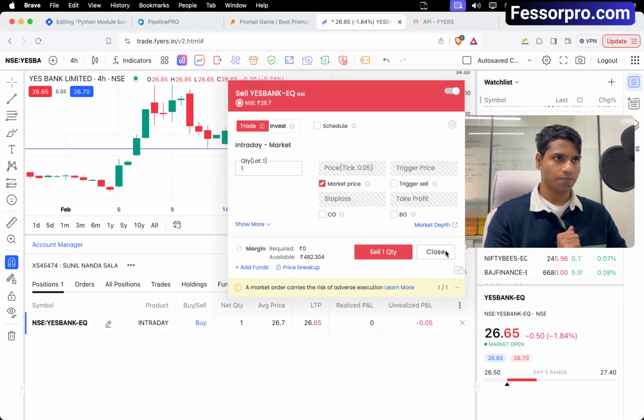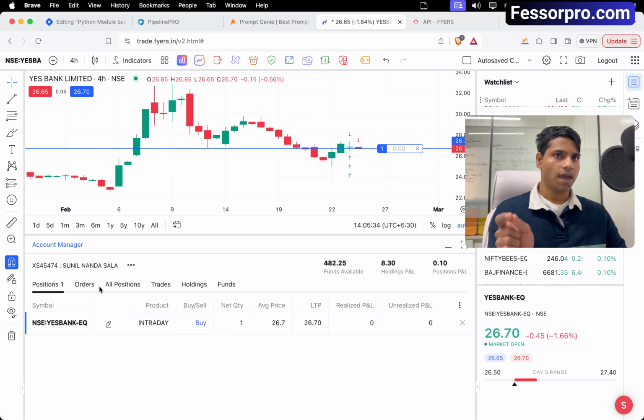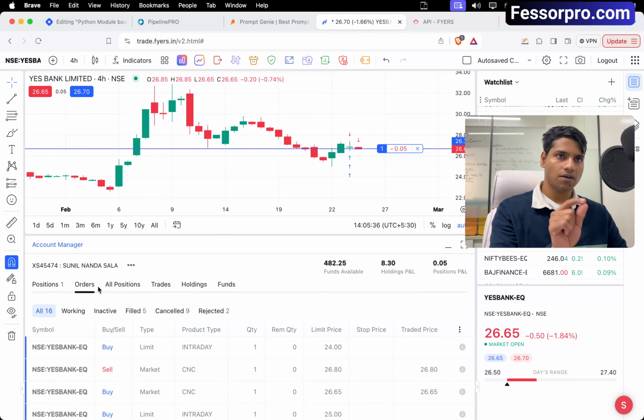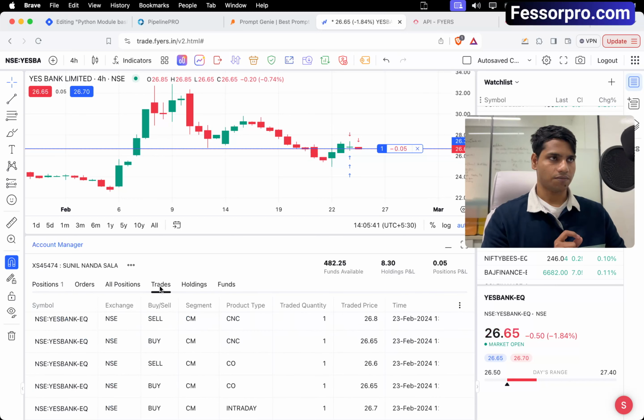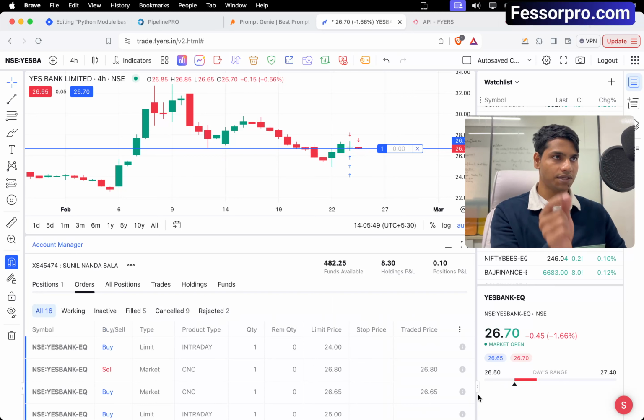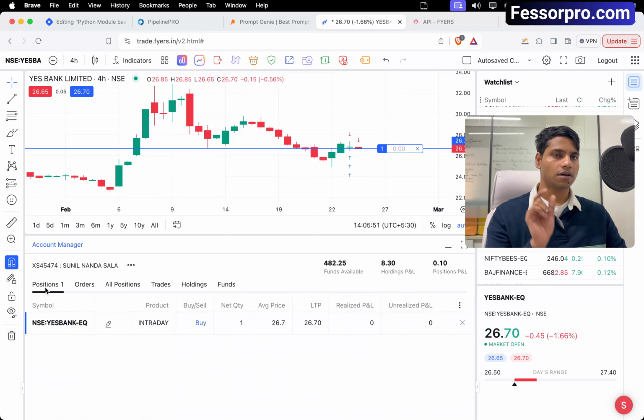Now, one more thing: whenever you place any order, it is reflected in the order section. Once the order is filled, it will go to the position section. And if the order is filled, it means it is traded, so you'll also see the same trade in the trade section. I'll repeat again: whenever you place an order, you'll see that order information in the order section. Once the order is filled, the order will be converted to a position, and the same order you can call a trade. That trade will be visible in the trade section.